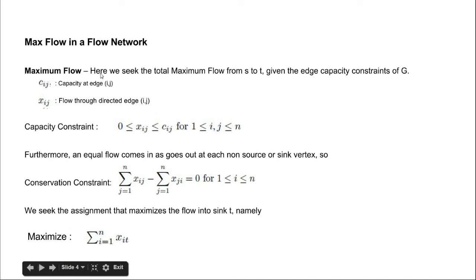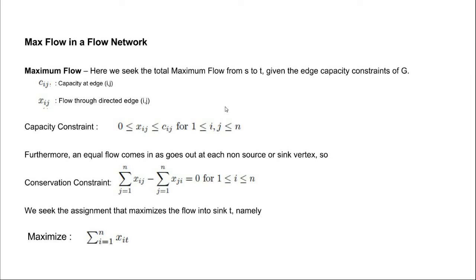Maximum flow. Here we seek the total maximum flow from S to T given the edge capacity constraints of G. Cij denotes the capacity at edge ij and xij the flow along directed edge ij. The first constraint is known as the capacity constraint. What it means is that xij should be greater than or equal to 0 and less than or equal to capacity Cij. That means the flow across the edge should not exceed its capacity nor be less than 0.